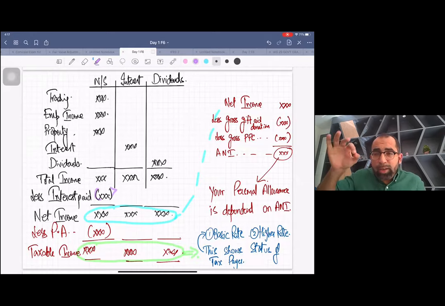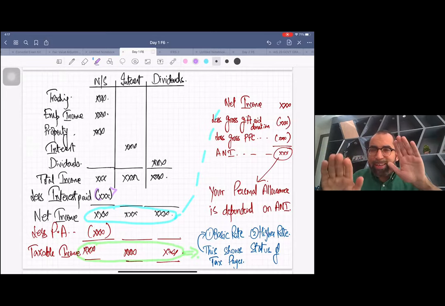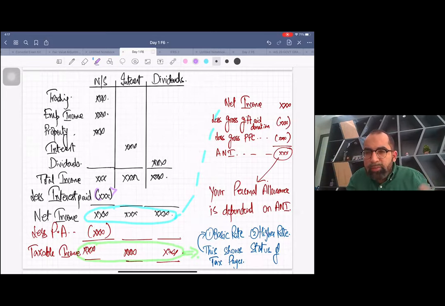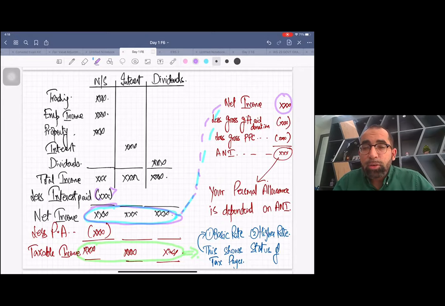Now wait. When you come to net income, you will apply a break. You will just stop everything. And now you will listen. You will add all these net incomes and you will take it here. This is your total net income. From total net income, two things are subtracted. Number one, gross gift aid donation, if available. The second thing is gross personal pension contribution. Then you get ANI, adjusted net income.